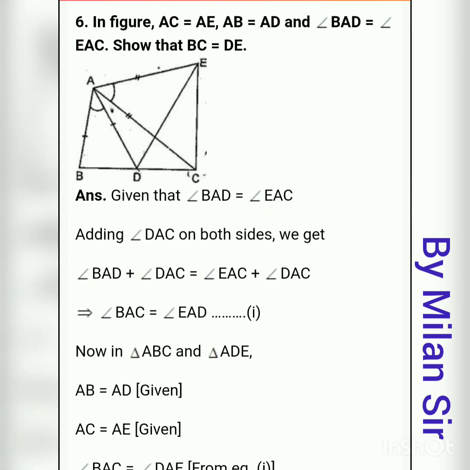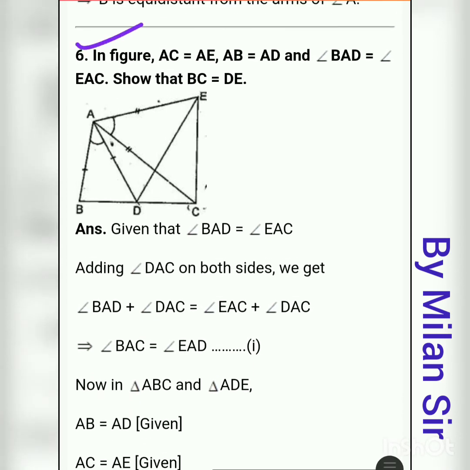After that, question number 6. In the figure, AC is equal to AE, AB is equal to AD, and angle BAD is equal to the angle EAC. Show that BC is equal to DE.